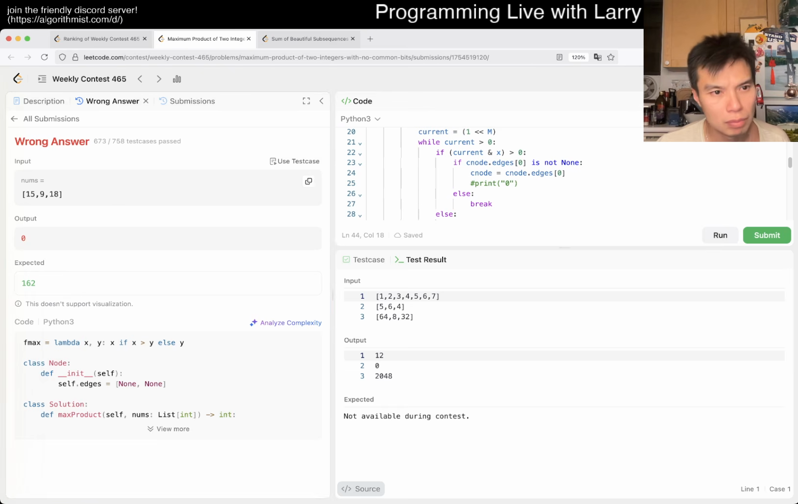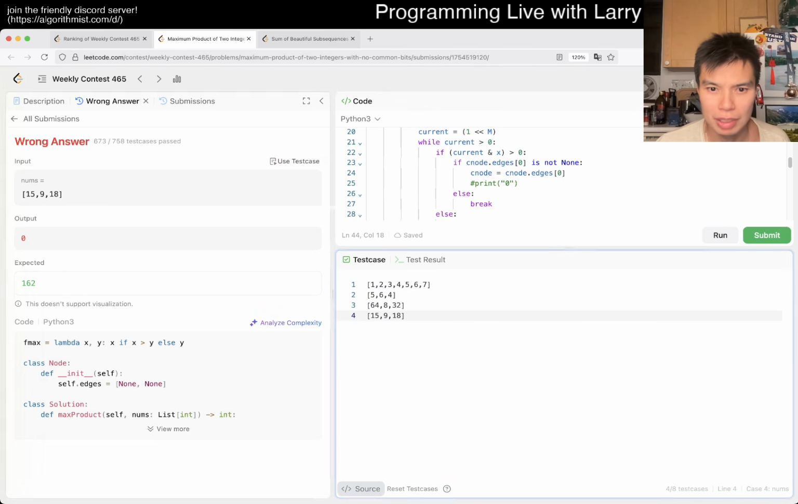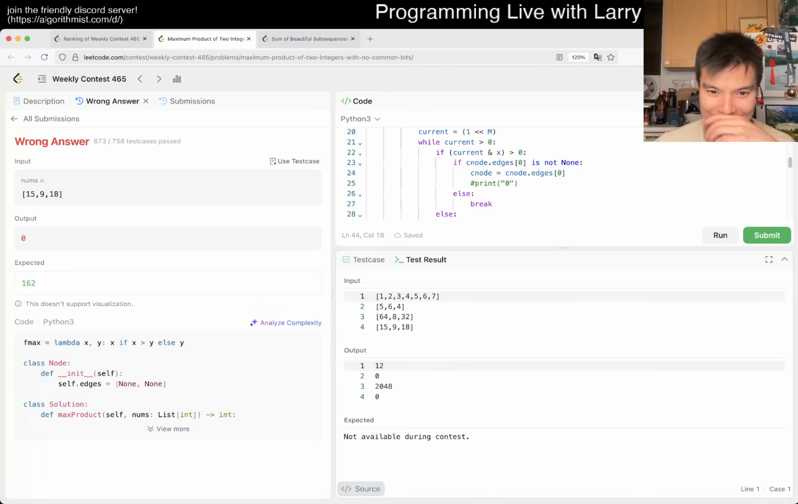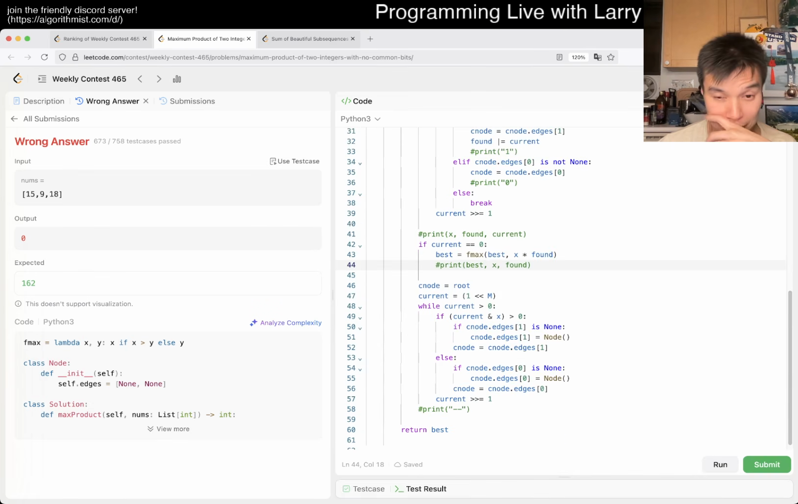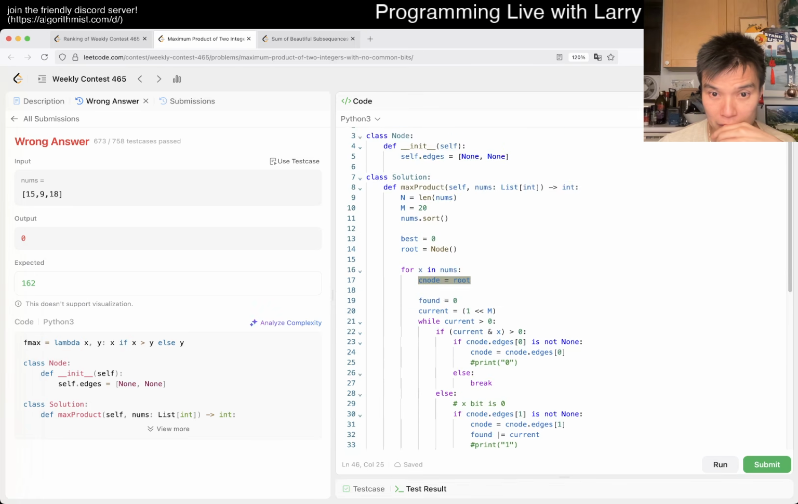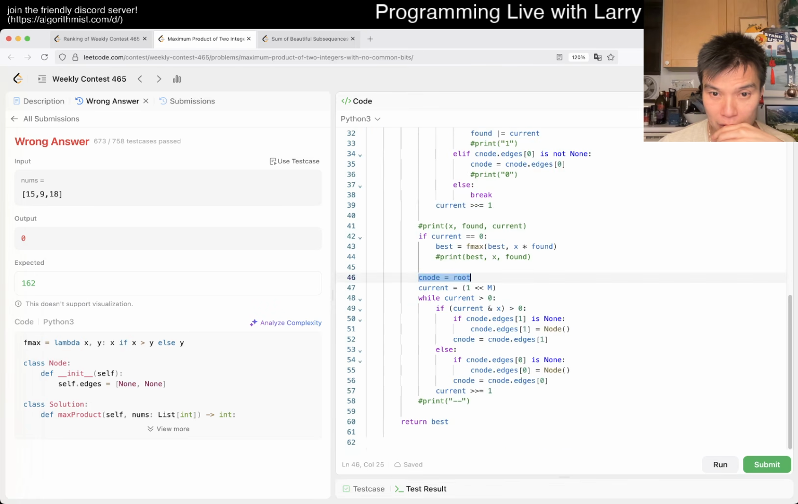Ooh. Actually, don't expect the wrong answer on this one, actually. So that feels pretty bad. Okay. Did I miss something? Because I thought that would be it. C node is equal to root. So we created, okay, file, okay. So what's the answer here? 0, why?